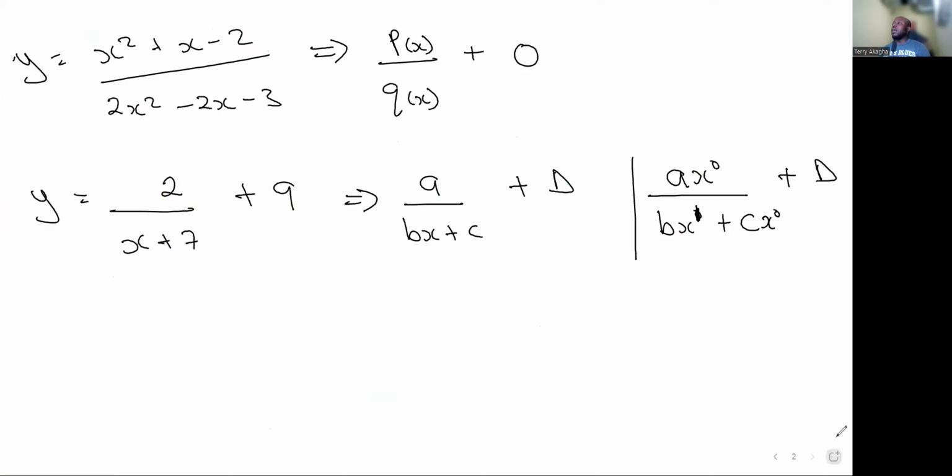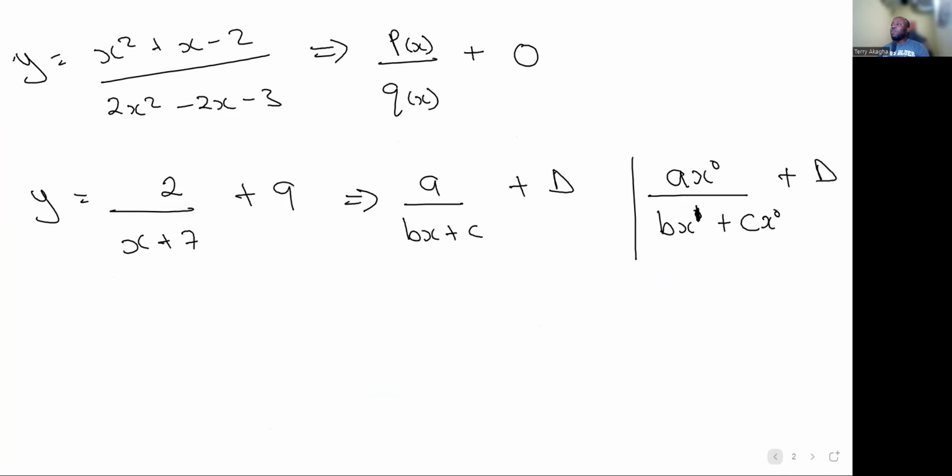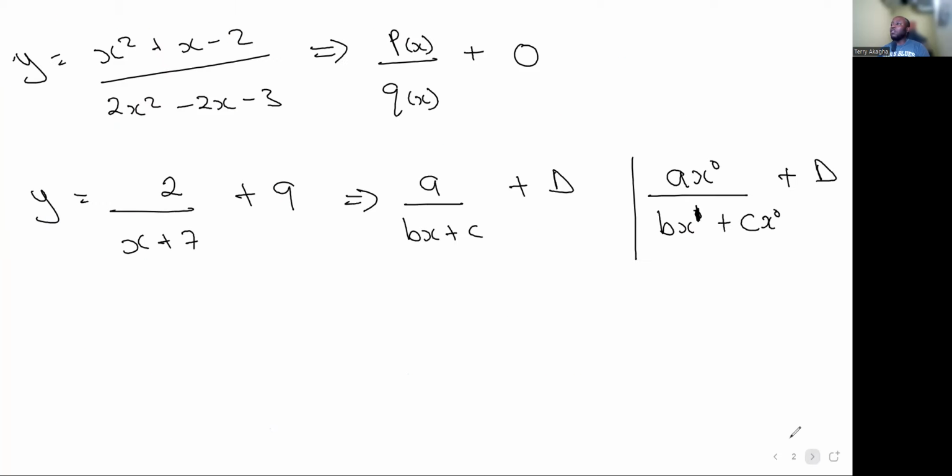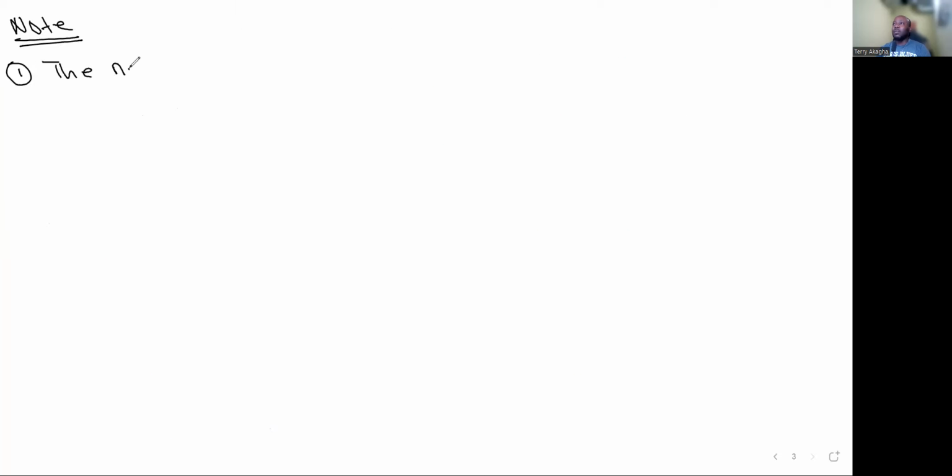All right, so there are some things I want us to take note of, all right? Some things you need to take note of for a rational function. Now, the first thing that you need to note is that the numerator of a rational function can be a constant. So that means, as you see, like in this case, the numerator is a constant, like here, all right? So the numerator of a rational function can be a constant.